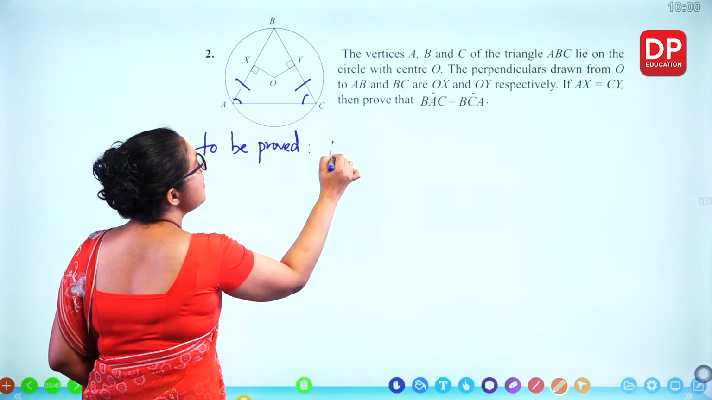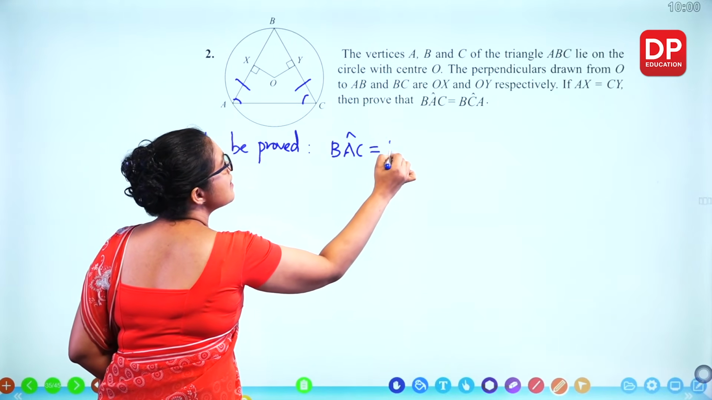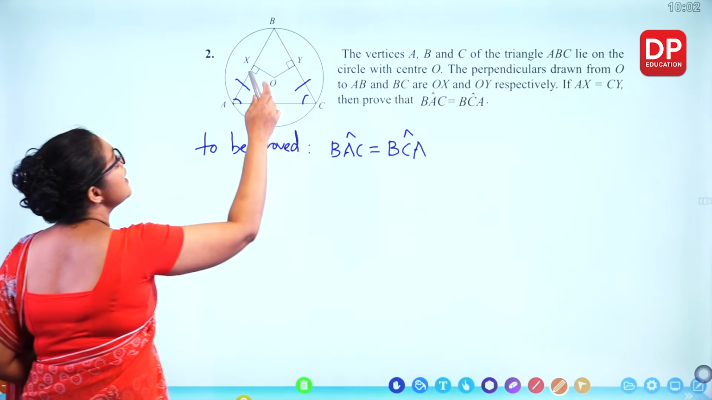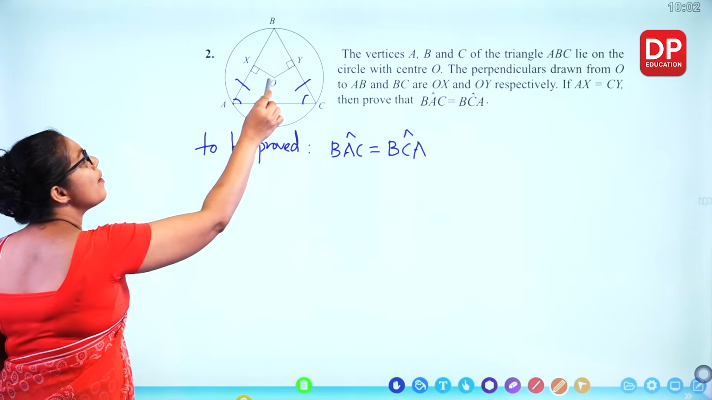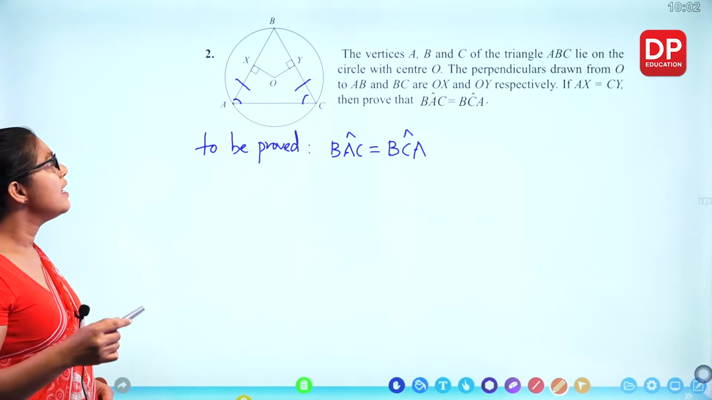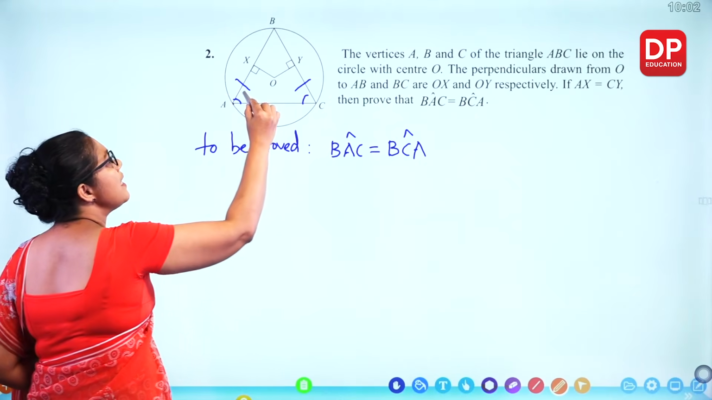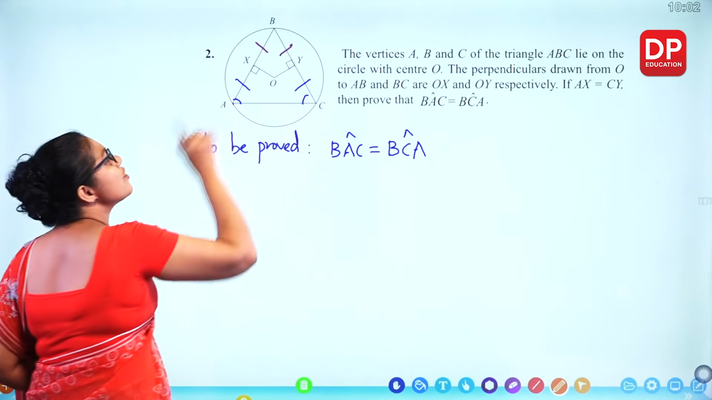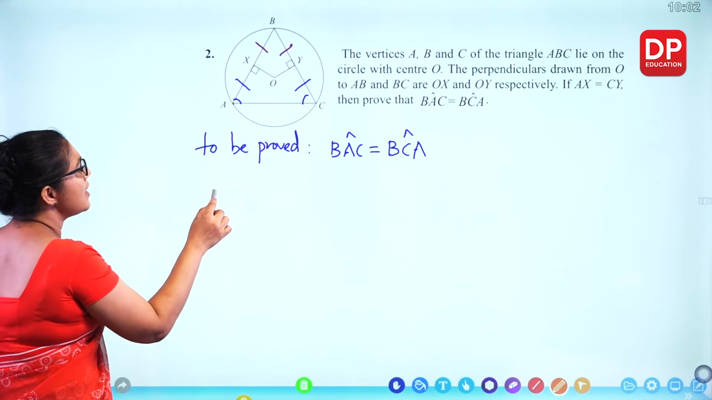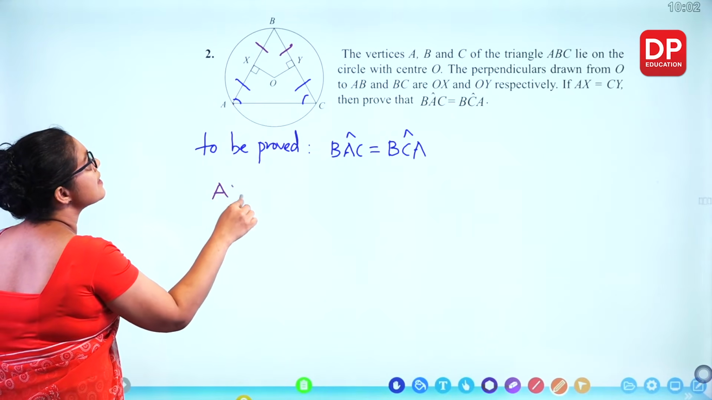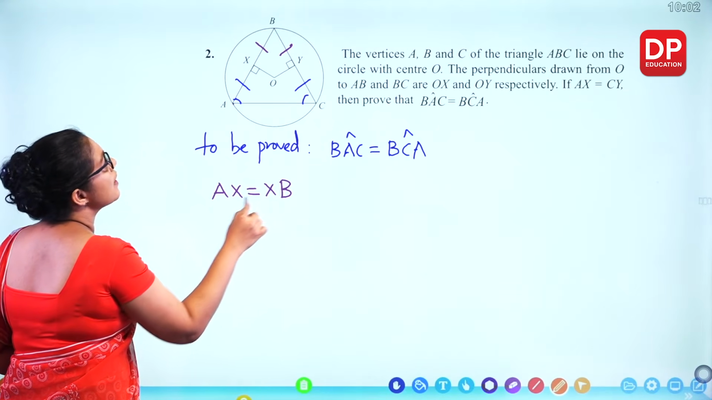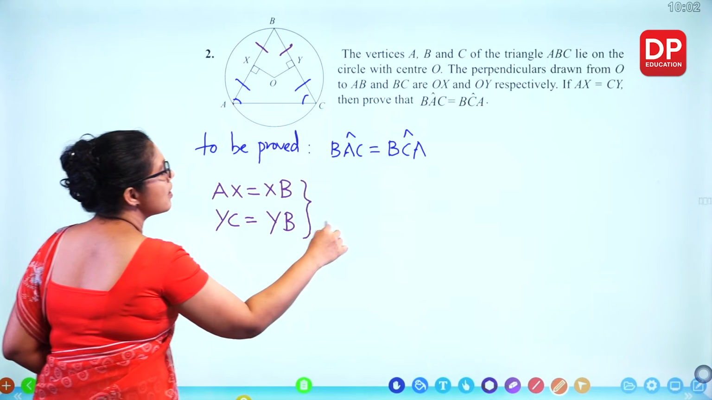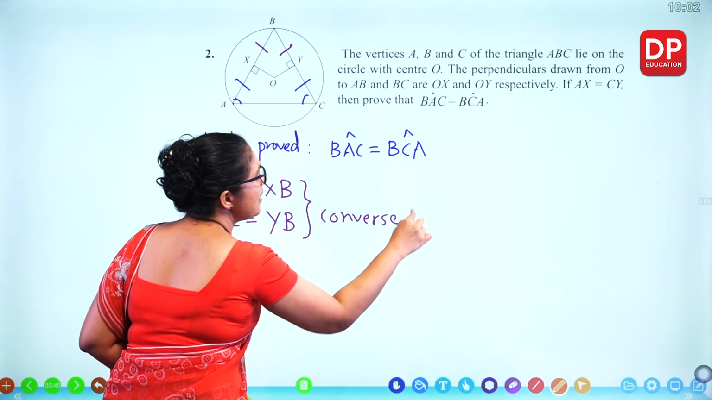We need to prove angle BAC is equal to angle BCA. Now look at the diagram here. According to the Converse theorem, when you draw a perpendicular from the center to the chord, it bisects the chord. So if this is equal to this one, this is also equal to this one. So here we can write straight away AX is equal to XB, YC is equal to YB according to the Converse theorem.